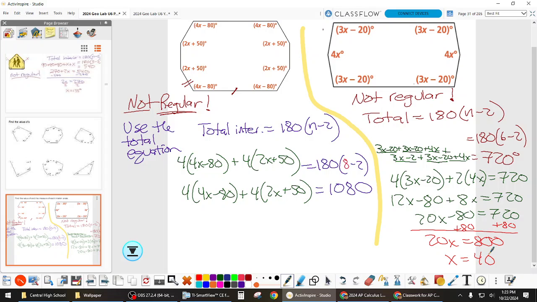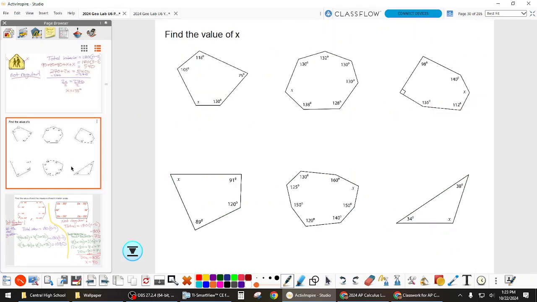Okay. How'd that go for you? Alright. How about something like this? How would you do this one? This is more like that sheet I just handed you. How would you do this one?